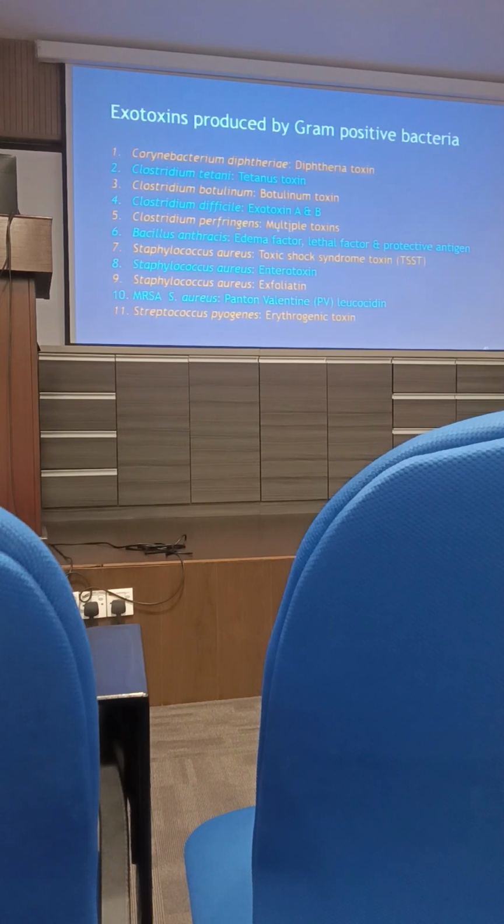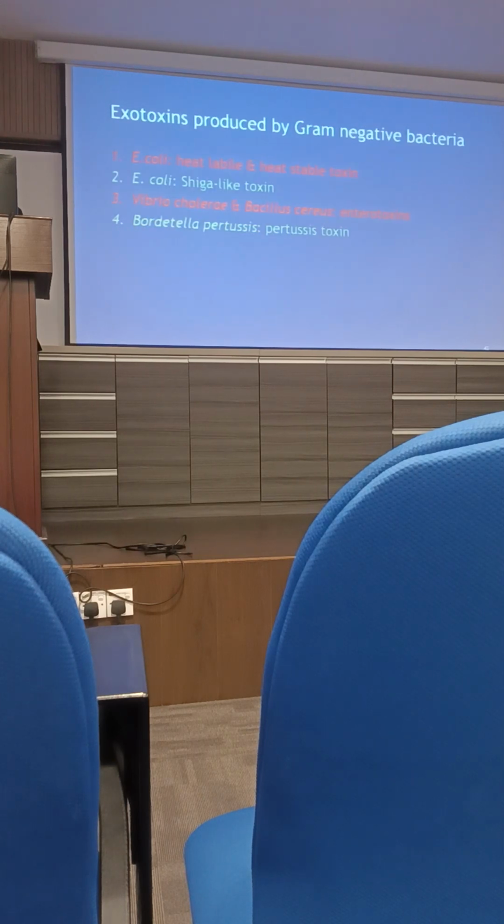Then you have multiple toxins from perfringens and toxic shock syndrome toxins. Staph aureus is a very important pathogen. You will always see Staph aureus everywhere, every system. Erythrogenic toxin in Strep pyogenes. And then gram negative bacteria, they have endotoxin, right? But they can also have exotoxin. Some can also secrete an additional toxin. And some are heat stable and some are not.